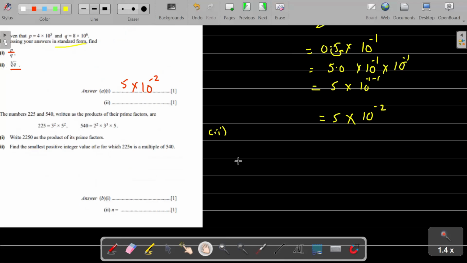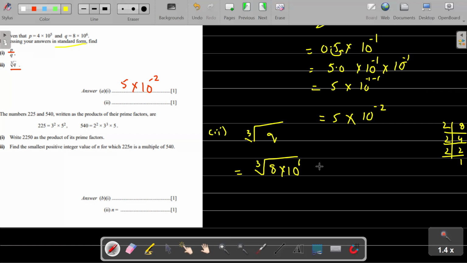And I'm going to calculate the cube root of q. All right, so I'm going to write the value of q. The value of q is 8 times 10 raised to power 6. Let's factorize. 2 2s are 4, and 2 1s are 2.